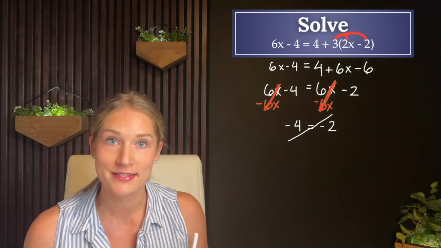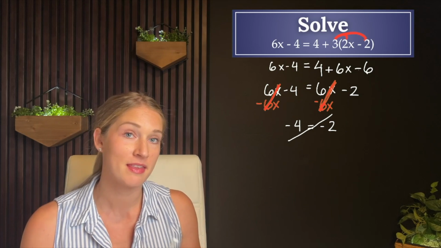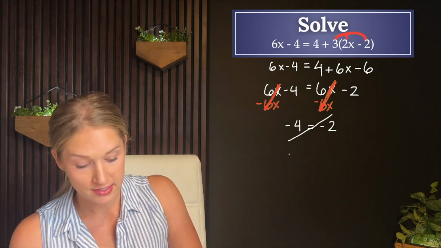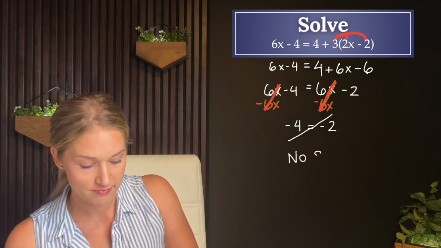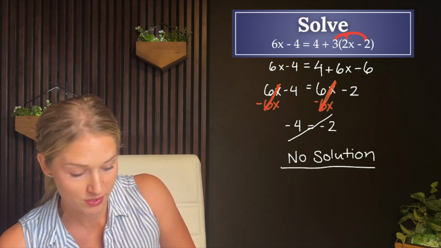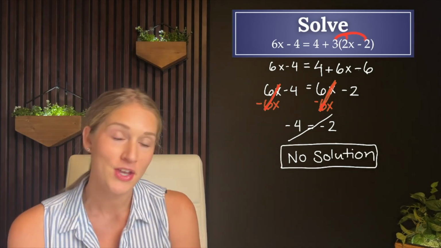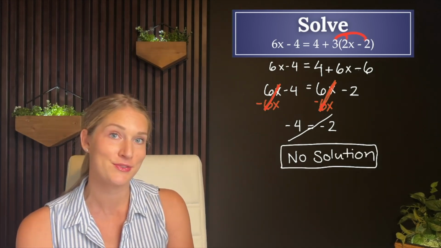If all of your x's go away, all of your variables disappear, and you end up with something that is false, then this is no solution. So there's no possible value of x that would work for your equation, and we just write no solution as your answer. So that's an example of solving an equation that has no solution.